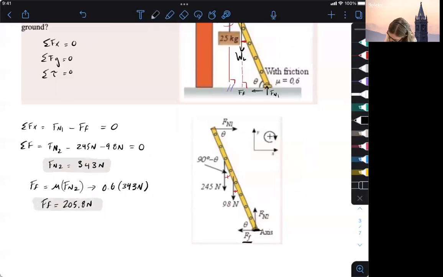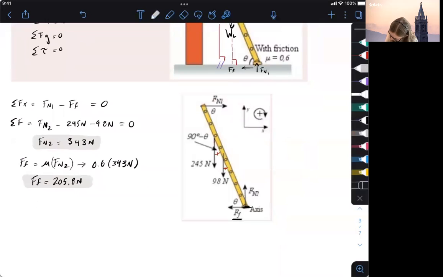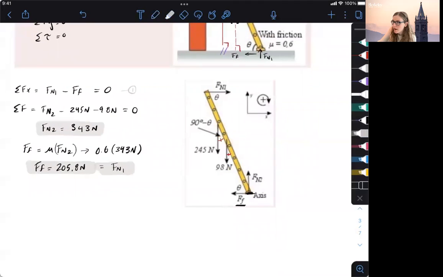And then I also know my Fn1, right? Because it's going to be equal to the frictional force, since I have this equation up here that tells me that. So that's also equal to 205.8 newtons, Fn1. Okay, so that makes my life a little bit easier here. Okay, so what about the torques? That's going to be the harder part for this.